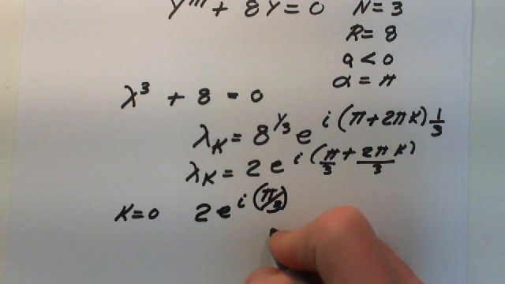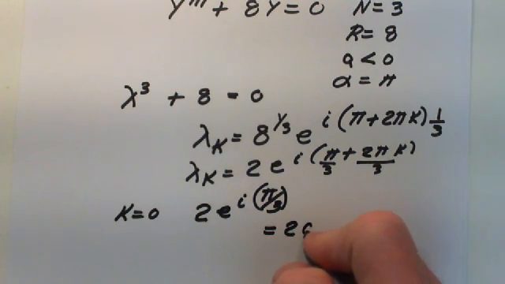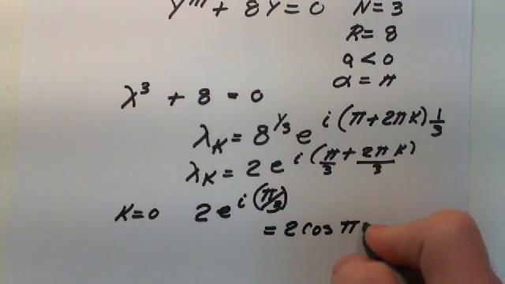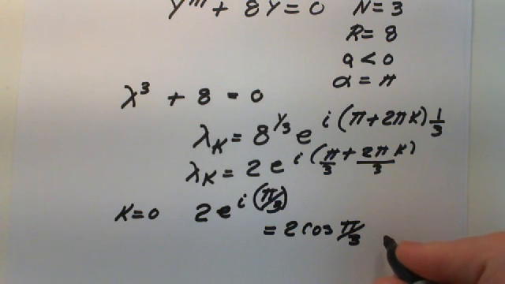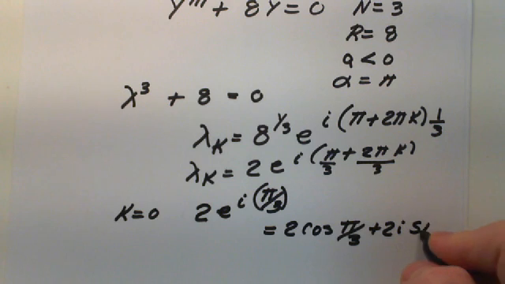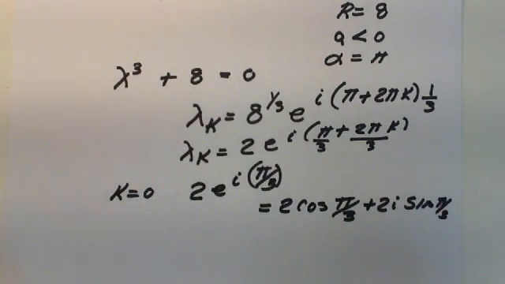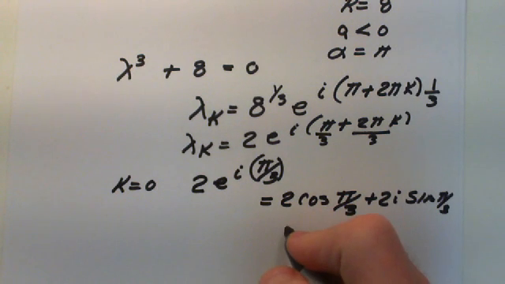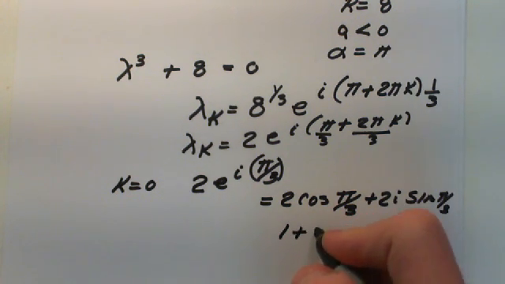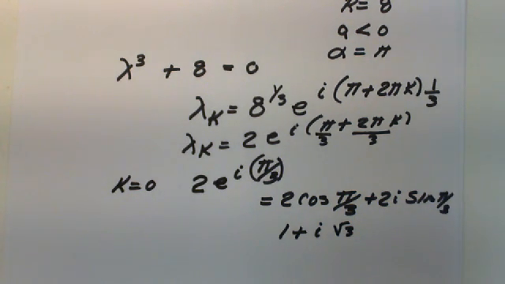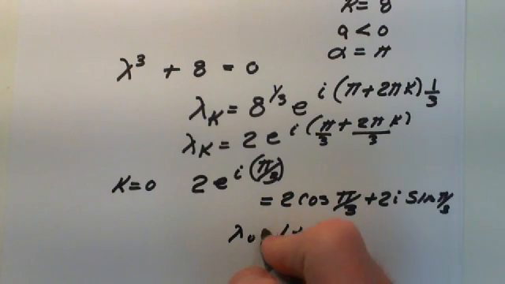We'll write that down, and that's going to give me in polar form 2 times the cosine of pi over 3 plus 2i times the sine of pi over 3. Okay, when we solve for that, that's going to give me 1 plus i times the square root of 3. Alright, so that's what lambda 0 is going to equal.